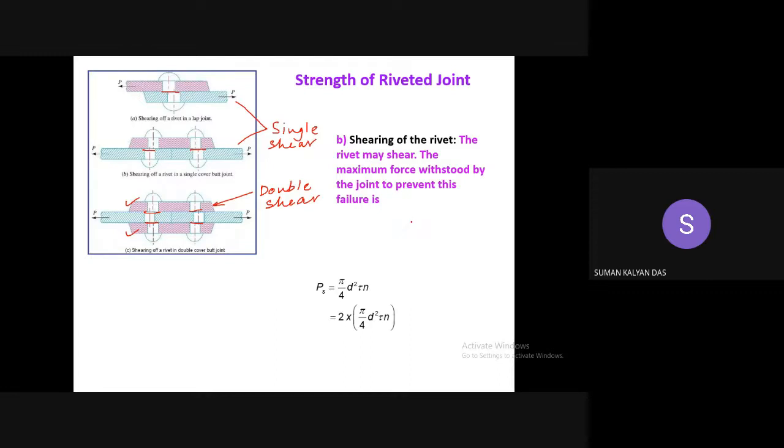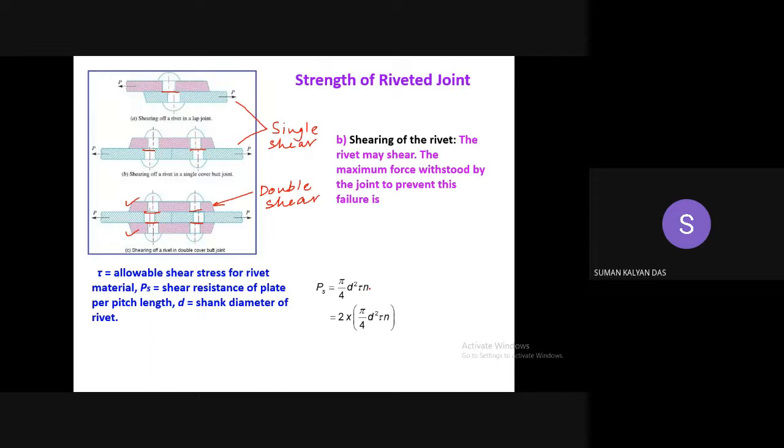So what are the expressions? Pretty simple. So the shear load, or shear resistance of the plate, is represented as PS, and the shank dia is D. So pi by 4 D square. Tau is the allowable shear stress for the rivet material. Notice here one N is given. So N is what? N is the number of rows of rivet.